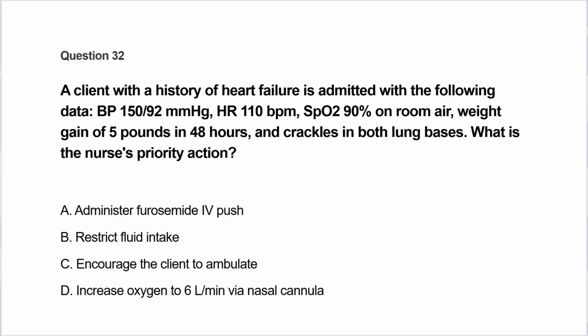32. A client with a history of heart failure is admitted with the following data: BP 150/92 mmHg, HR 110 bpm, SpO2 90% on room air, weight gain of 5 pounds in 48 hours, and crackles in both lung bases. What is the nurse's priority action? A. Administer furosemide IV push. B. Restrict fluid intake. C. Encourage the client to ambulate. D. Increase oxygen to 6 L/min via nasal cannula.